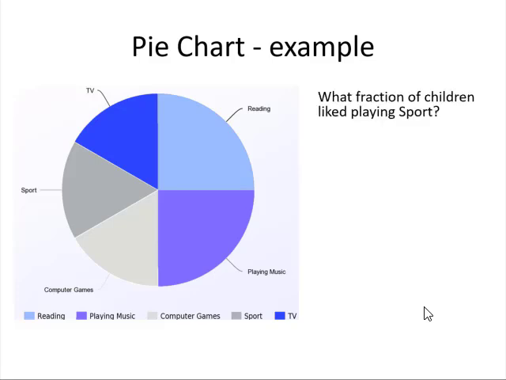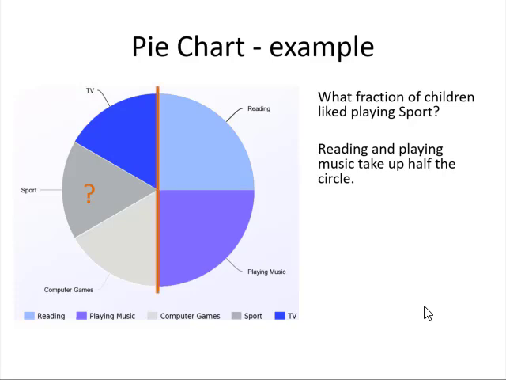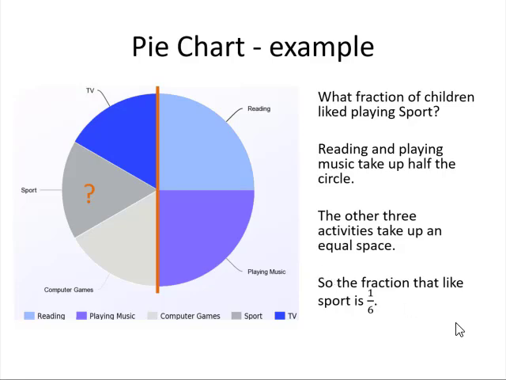What fraction of children like playing sport? Well, reading and playing music take up half the circle. The other 3 activities take up an equal space, so they're a third of a half. So the fraction that likes sport is 1/6.